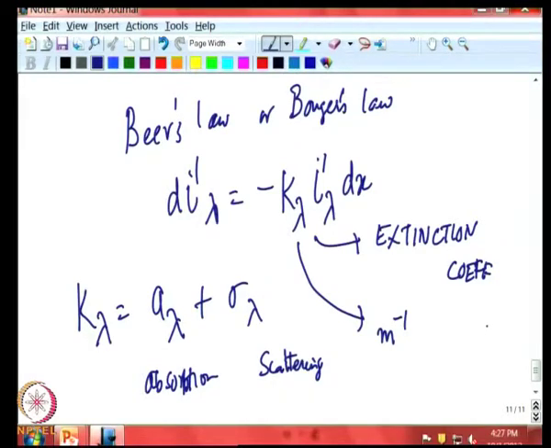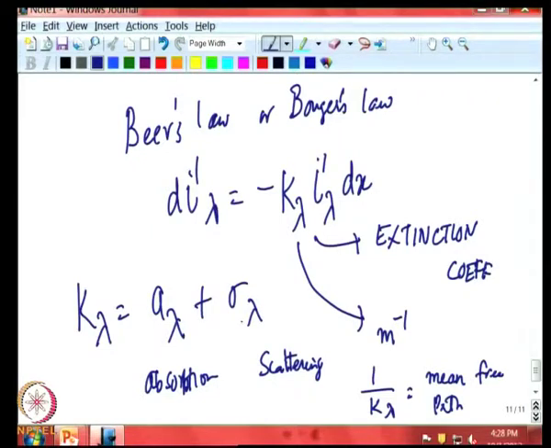So, the extinction coefficient is a very important thing, because 1 over the extinction coefficient can be thought of as the mean free path of the photons. That is the mean distance that a photon travels before it is absorbed or scattered. This is a very useful quantity, because if k lambda is 1 meter minus 1, then we say that photons travel approximately 1 meter before they are absorbed or scattered. So, that is our physical understanding of k lambda: 1 over k lambda is a measure of the approximate distance, on average, that a photon travels before it is absorbed or scattered.